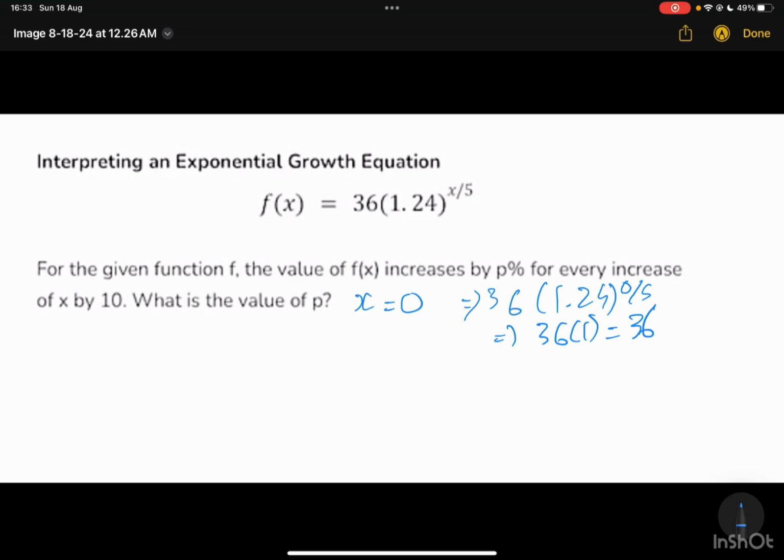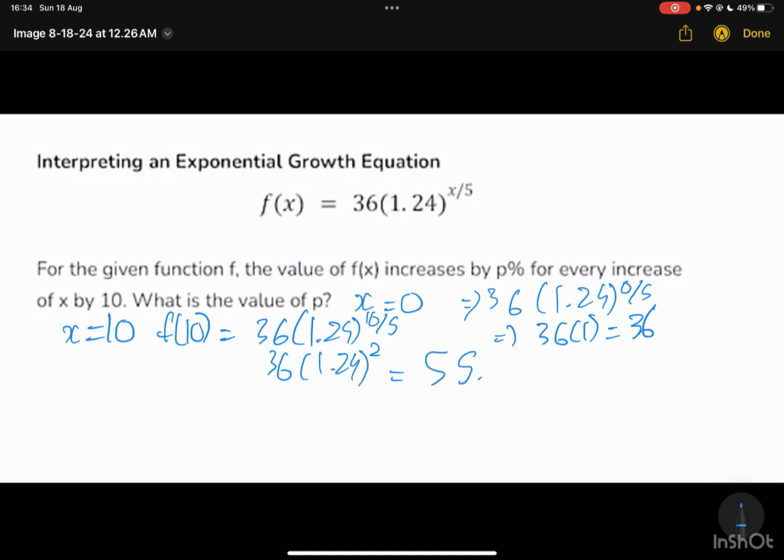So for every increase of x by 10, we're going to have x equals 10. So we will have f(10) equals 36 times 1.2 to the power of 10 divided by 5, so 36 times 1.2 to the power of 2. As we put that in the calculator, we're going to have the value of 55.35.